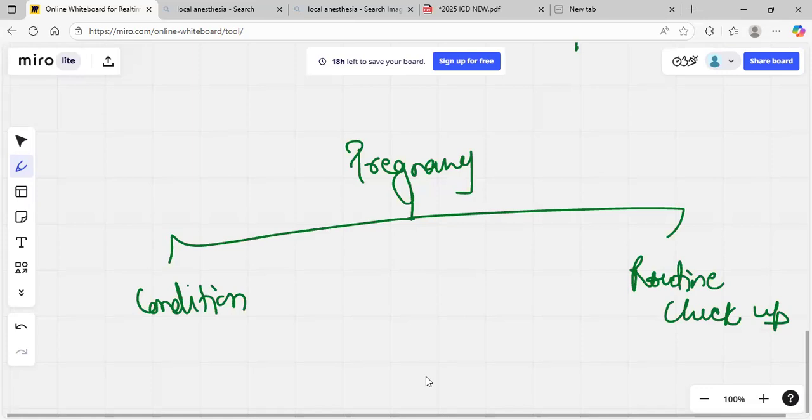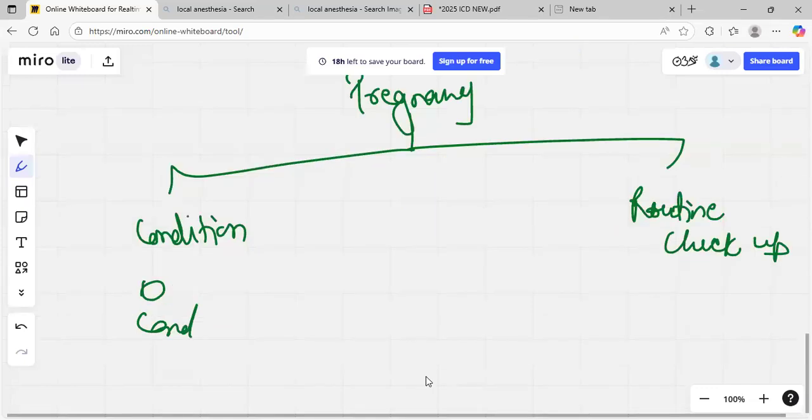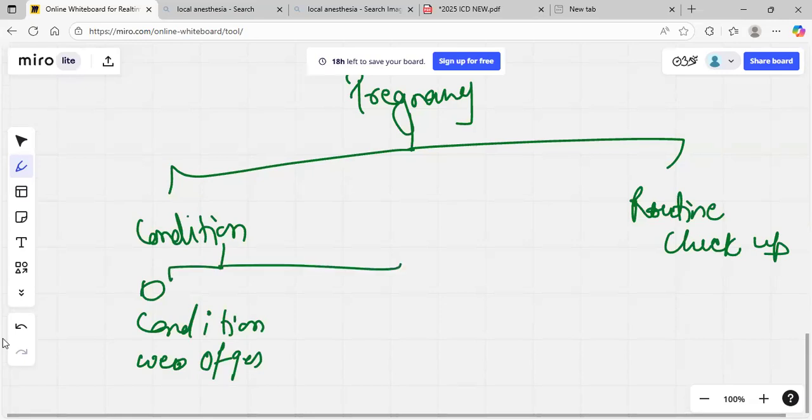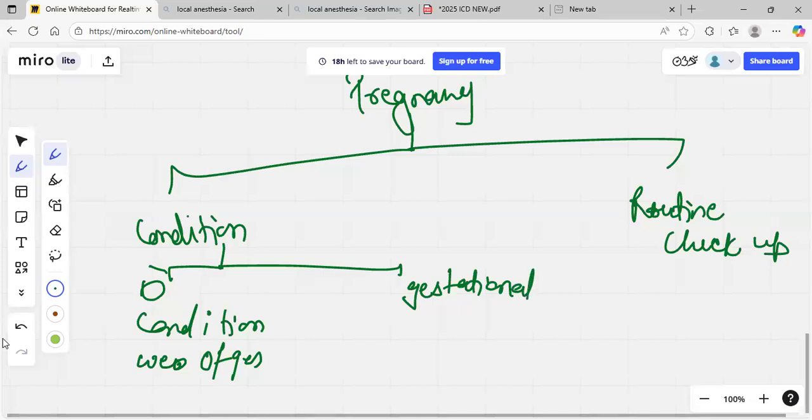Whenever the patient is coming for a condition, I already told you that you have to code the O series first, followed by the condition, followed by the week of gestation. Even in the condition, we have two types: a pre-existing condition or a gestational condition. Gestational means pregnancy induced.